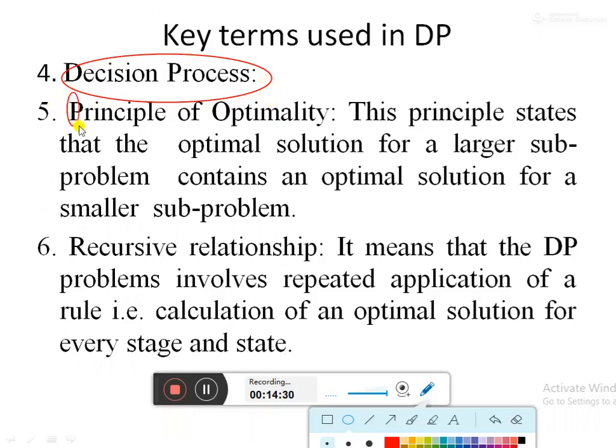Fifth point, that is the most important point in dynamic programming, is known as the principle of optimality. This principle basically states that the optimal solution for a larger problem contains an optimal solution for a smaller sub-problem. We can understand it with a simple example.